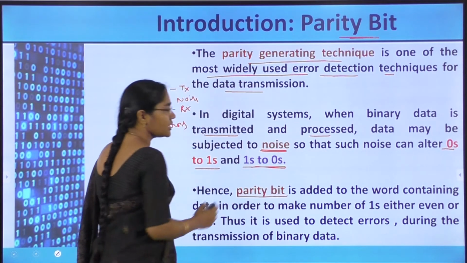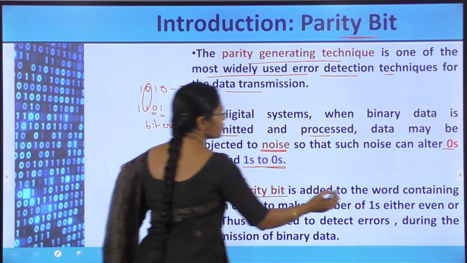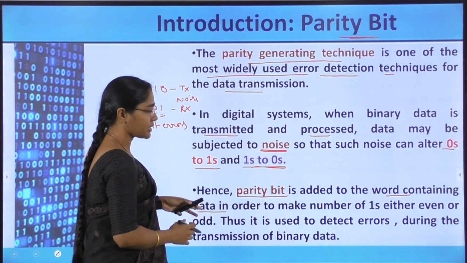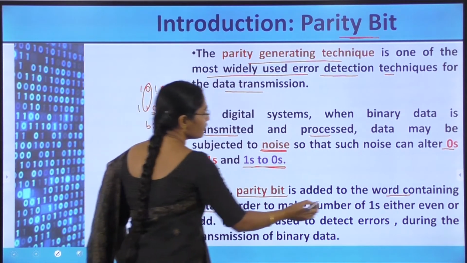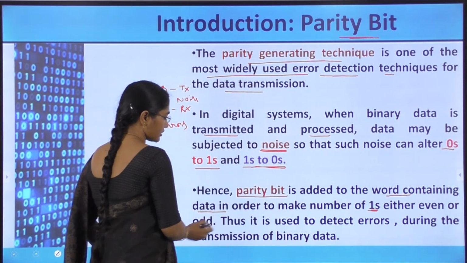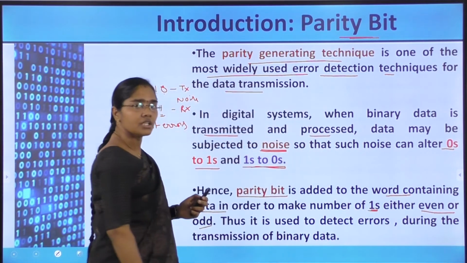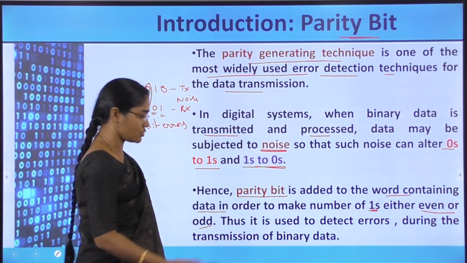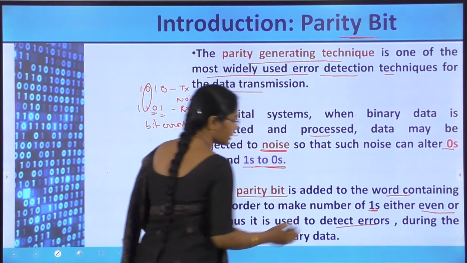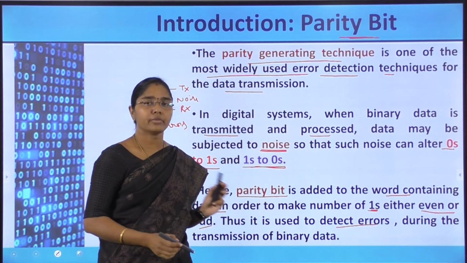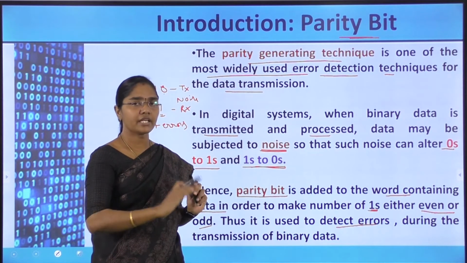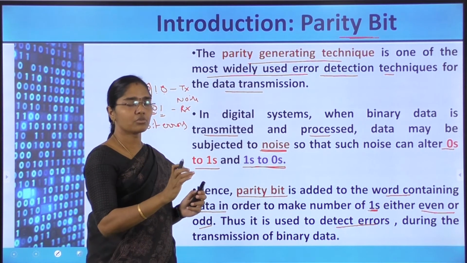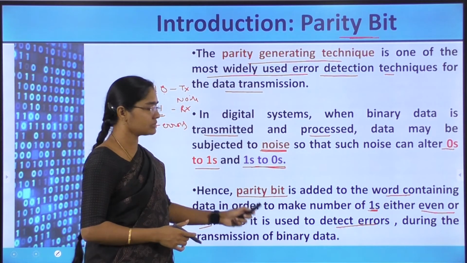So hence the parity bit is added to the word containing the data. To the data, the parity bit is going to be added to make the number of ones either even or odd. This is important. Making the number of ones present in that data message even or odd. So it will be used to detect errors during the transmission of binary data. This parity is nothing but adding one bit. That bit may be 1 or 0 to make the total number of ones even or odd in that particular data bit.